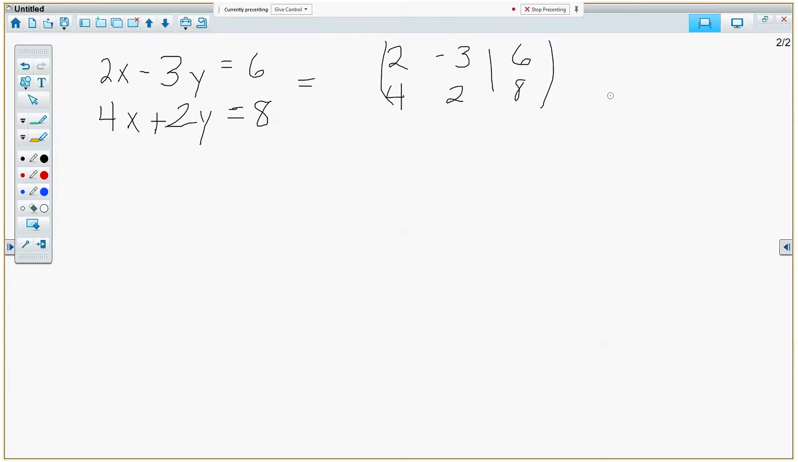Oh gosh, we don't have a 1. But how do you get a 1 in that top left-hand corner? Divide row 1 by what? 2. Divide row 1 by 2.